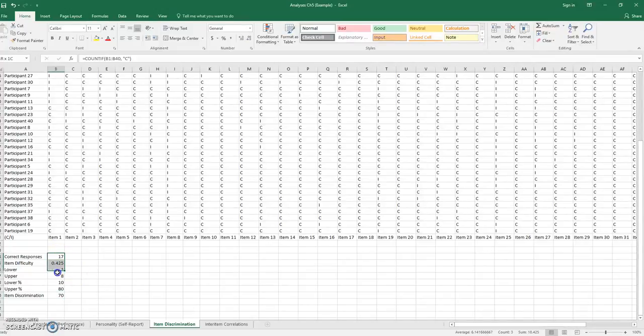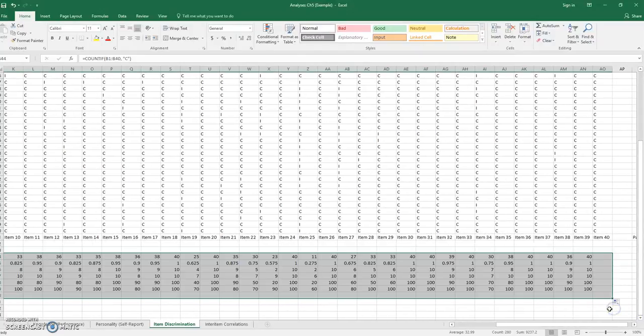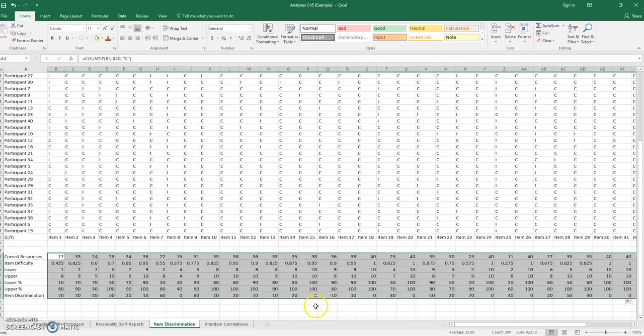Now we can highlight all of these and extend our formulas all the way through. We'll do that all the way to item 40, and you'll see that all the numbers continue out. And this is how you create an item discrimination table using Excel 2016.